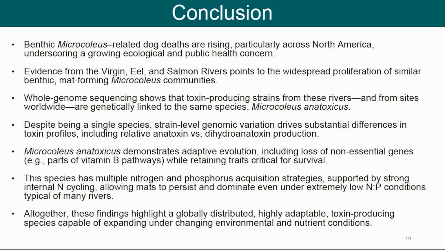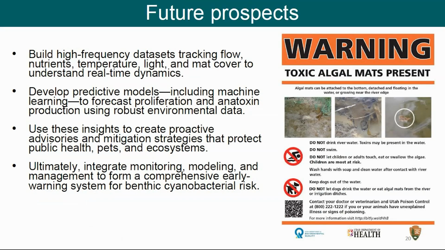For the future, we're trying to build a model where we can predict these proliferations. We want to build a high frequency data set, with more sampling and more data, which can lead to a predictive model, including machine learning, so that we can produce advisories or mitigation advisories and locate these mats beforehand. But in a living room discussion, if you see this slimy stuff growing where you go for swimming, just run.